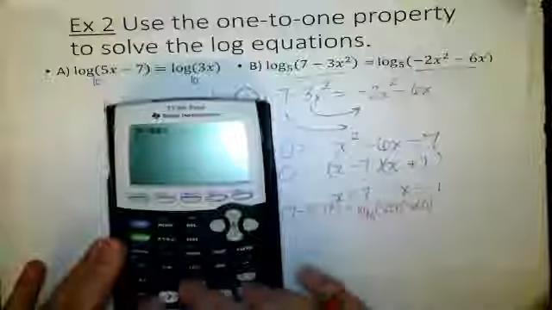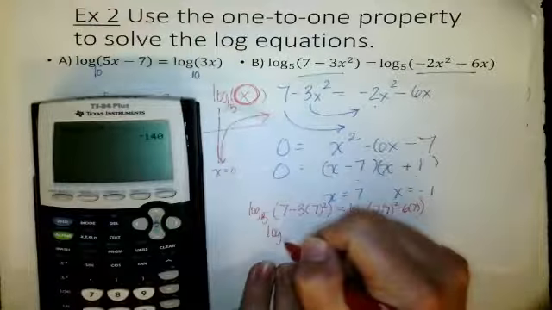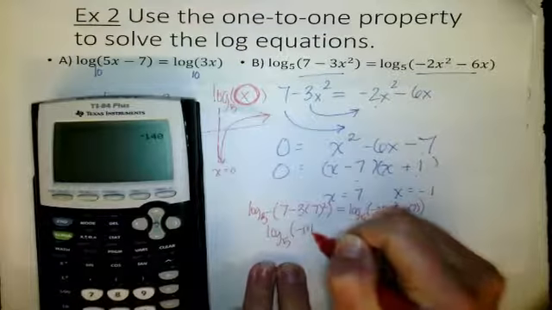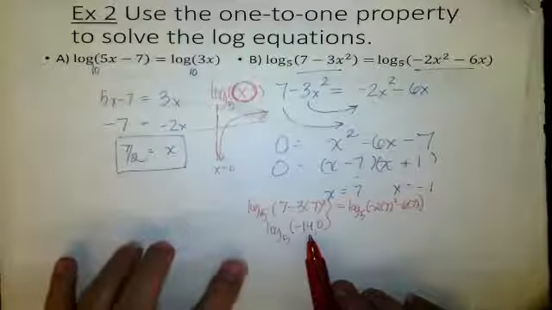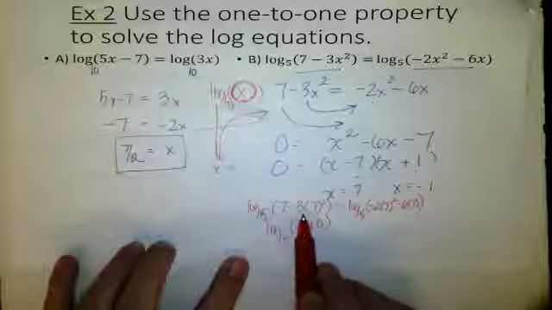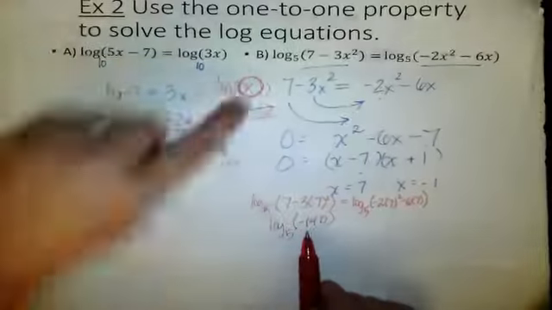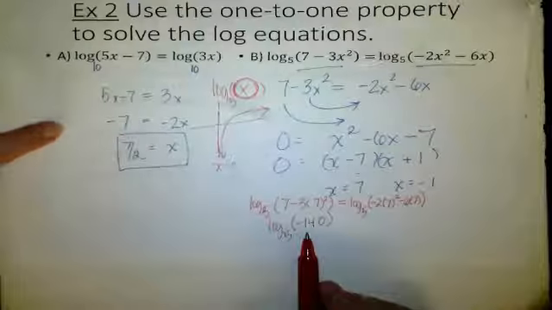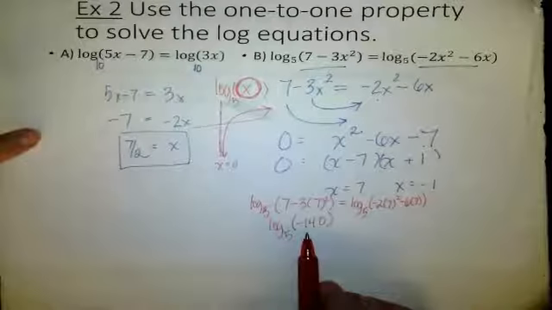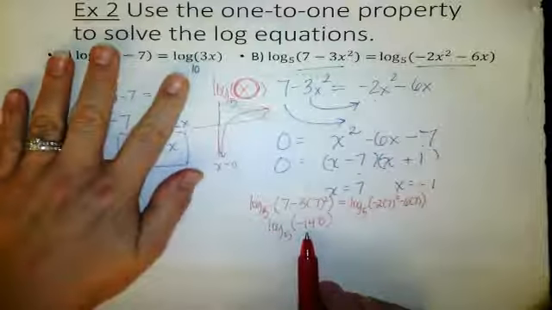7 minus 3 times 7 squared. Okay. All right. So what I have here is log base 5. My argument is negative 140. 7 minus 3 times 49 is negative 140. Negative 140 is way over here. Is there any picture way over here in negative 140 land? No, it's undefined.